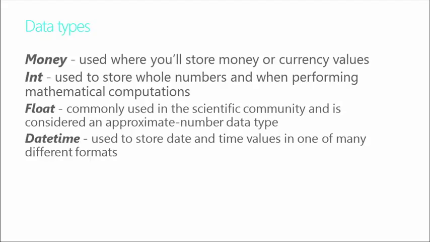So here are a couple of common ones. We've got money. If you're going to store currency, you can control these. Most of these have options where you can decide how many decimal points you want to the right or the left. We have int, used to store whole numbers. We have a float, sorry.